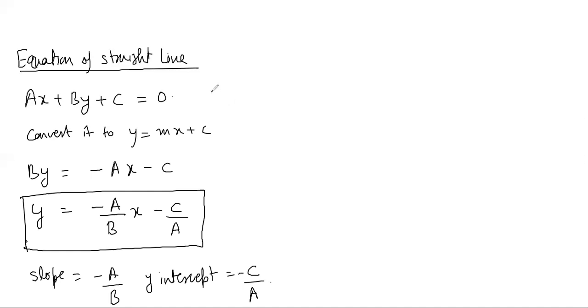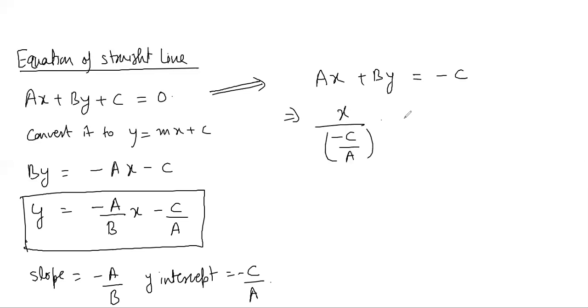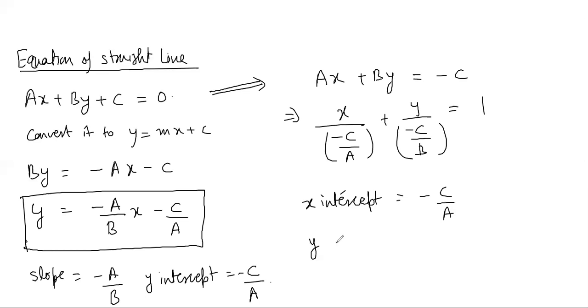Now it can also be written as ax plus by equal to minus c, and if I divide the entire equation by minus c, it will be x upon minus c by a plus y upon minus c by b is equal to 1. So it means that the x intercept is minus c by a and the y intercept is minus c by b.